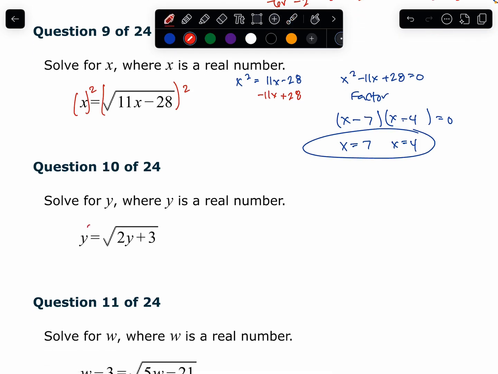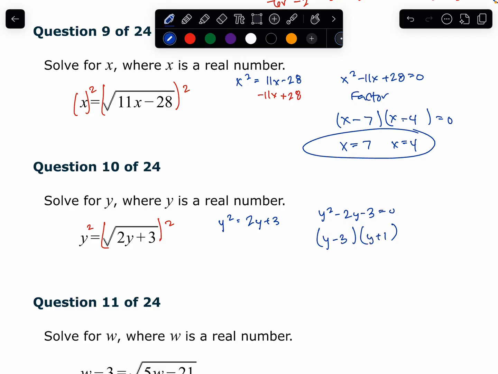All right, for 10, we'll do similar. We're just going to square both sides. So then we're going to get y squared is equal to 2y plus 3. I'll subtract these terms so that the right side is 0. So we'll get y squared minus 2y minus 3 equal to 0. And then we'll see if we can factor this. So what are two numbers that multiply to be negative 3? So it's going to be y minus 3 and then y plus 1.